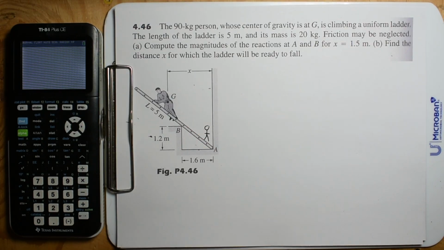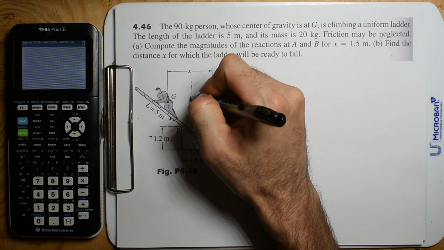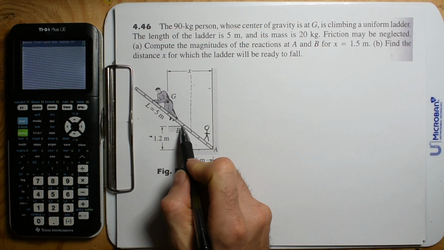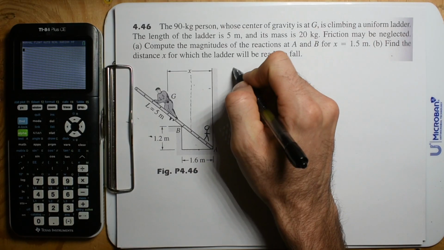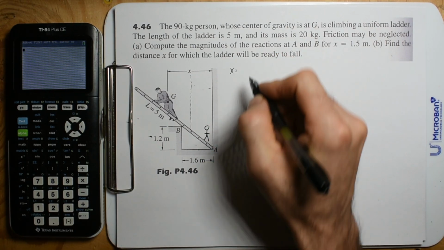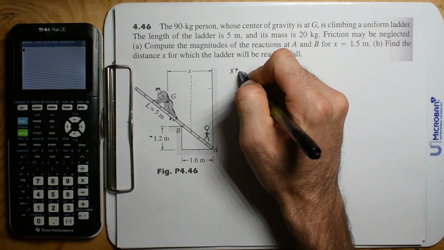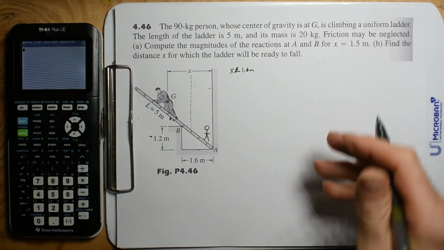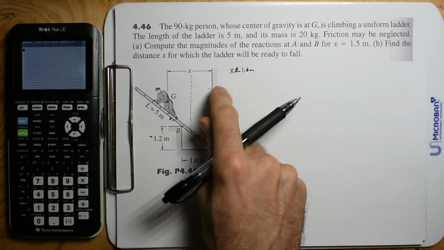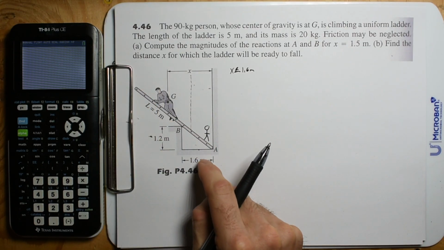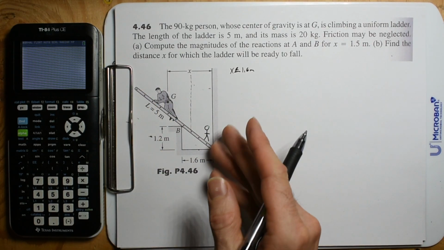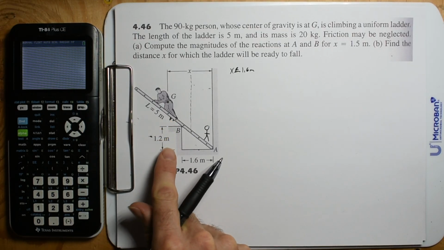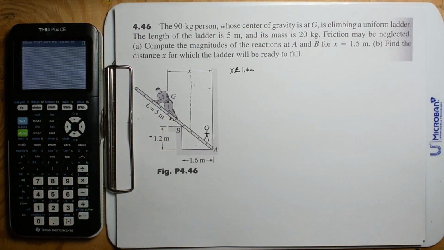So my impression was that this X, the distance where this ladder is going to fall, has to be on this side of point B. So that distance has to be less than 1.6, definitely less than 1.6 meters. But especially when a problem gets drawn where something looks nonsensical, I don't like that, because it messes with your mind.